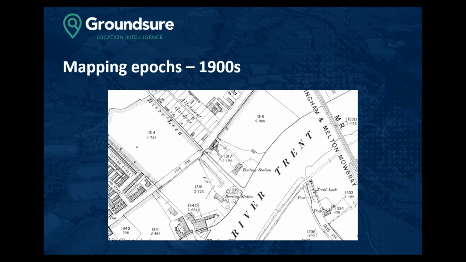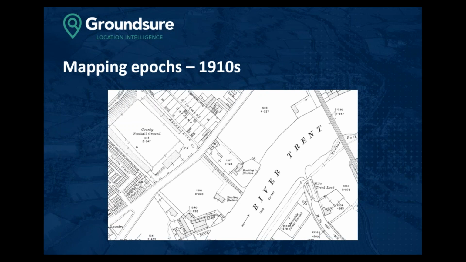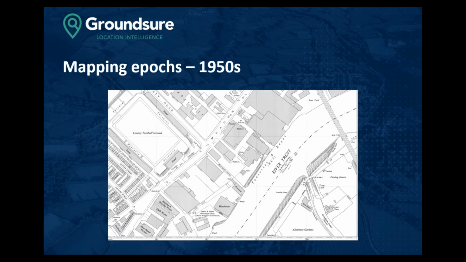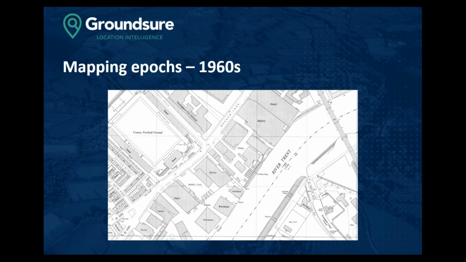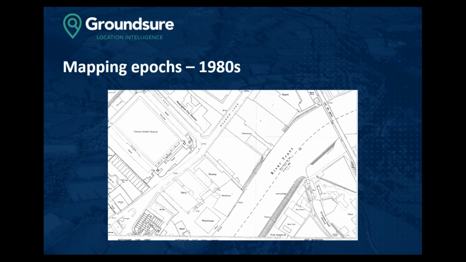The same area in the 1900s. A little bit more detail there. Then the 1910s, new things start to pop up. And then the big change, the 1950s. It's now a county football ground with lots of new buildings and works that have cropped up and warehouses. Then you've got the 1960s, which starts to fall into Cold War era mapping. Then the 80s.